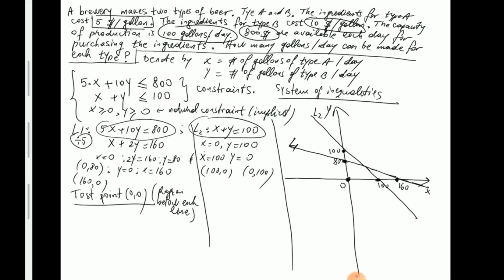And let's plug in 0, 0 in the first inequality. 5 times 0 plus 10 times 0. Is it less than 800? Well, it's 0 plus 0. Is 0 less than 800? True. So therefore the inequality solution is the region below line 1. So I'm going to represent this region by these lines, kind of horizontal lines.